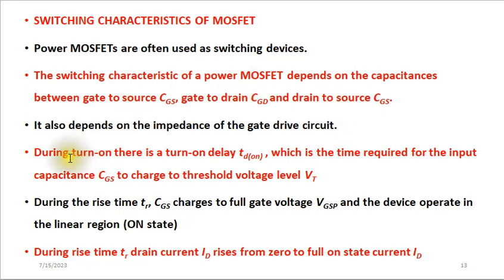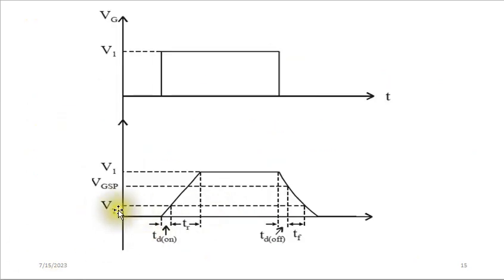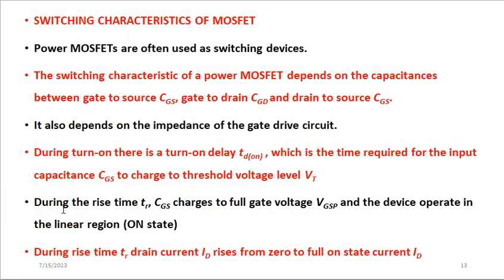I have already told you that we have a turn-on delay time. That is the time required to reach the threshold voltage, and its value depends on CGS, the capacitance between the gate and the source. Then after that, we have another time, the time it takes to rise from the threshold value to the VGS, the voltage between the gate and the source, and then to reach the maximum input voltage. That is what we call our rise time, TR.